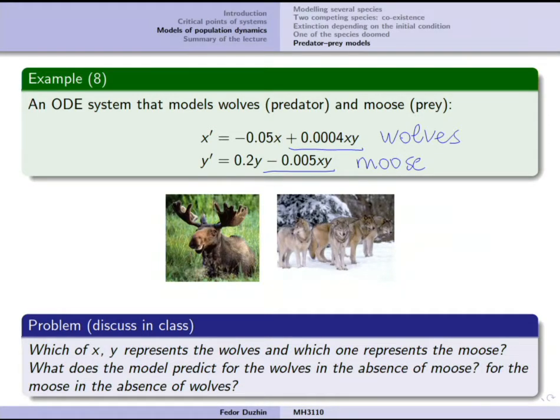But notice that at the same time, the coefficient at x in the equation for x prime is negative. It means that without y, wolves would disappear. They do not have any external source of food. And the coefficient at y in the equation for y prime is positive, meaning that without wolves, the moose would just grow unboundedly, which in practice is impossible, of course.